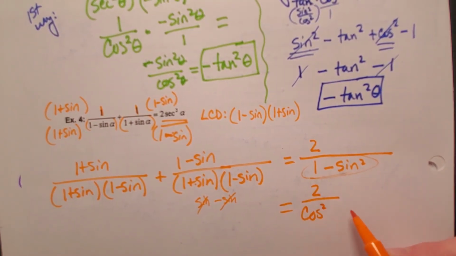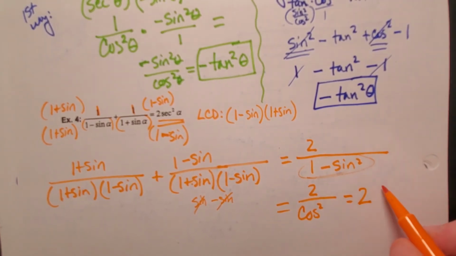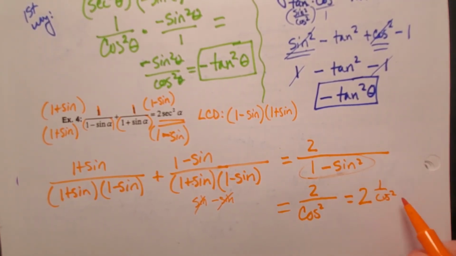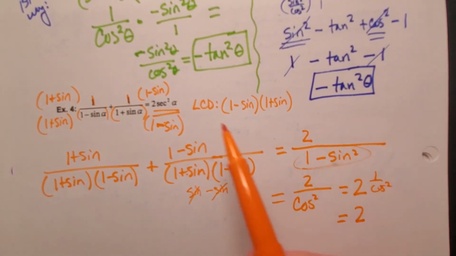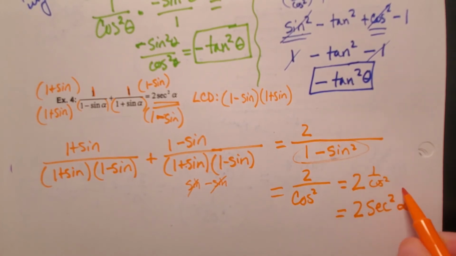cosine squared. And 2 over cosine squared is the same thing as having 2 times 1 over cosine squared. That means I'm going to get 2 times secant squared. Now put alpha back in there.